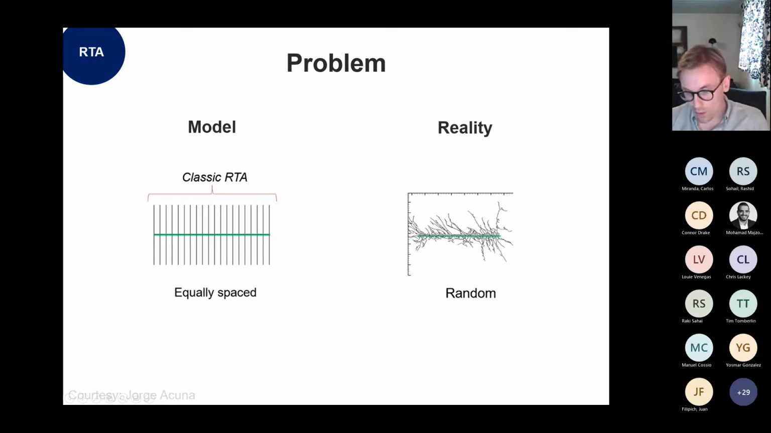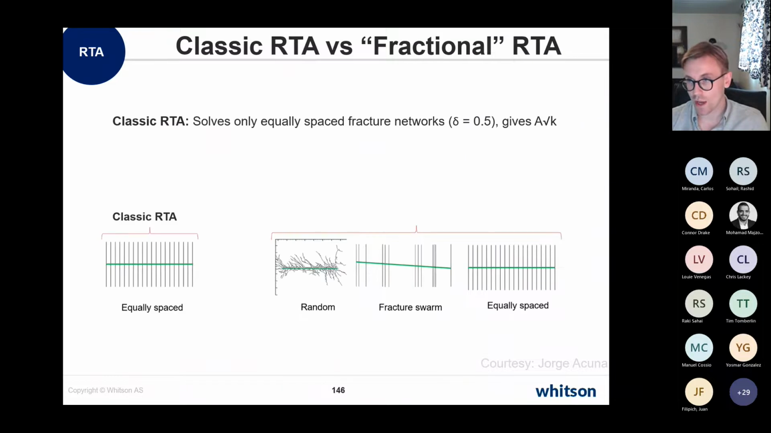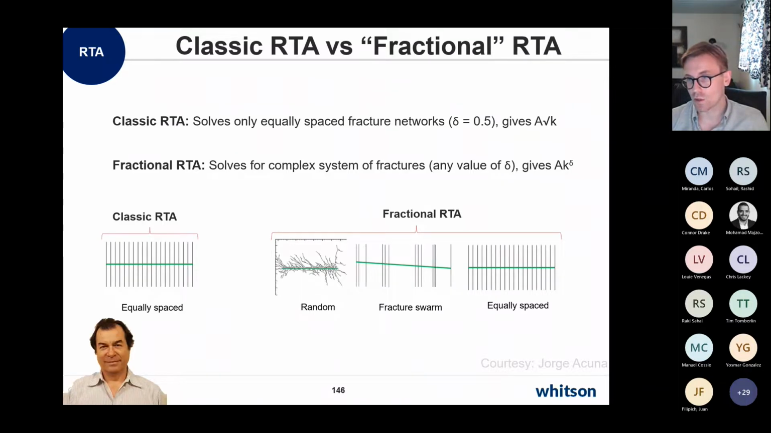In reality, we're dealing with sometimes something that's a little bit more complex, where the boundaries are observed at different points in time. The difference between classical and fractional RTA in terms of what we resolve is that in classical RTA we resolve the A root K, while in fractional RTA from Acuna at Chevron we resolve the A K to the delta, where the delta of 0.5, as we mentioned before, is just a special case when we have this equally spaced fracture system.